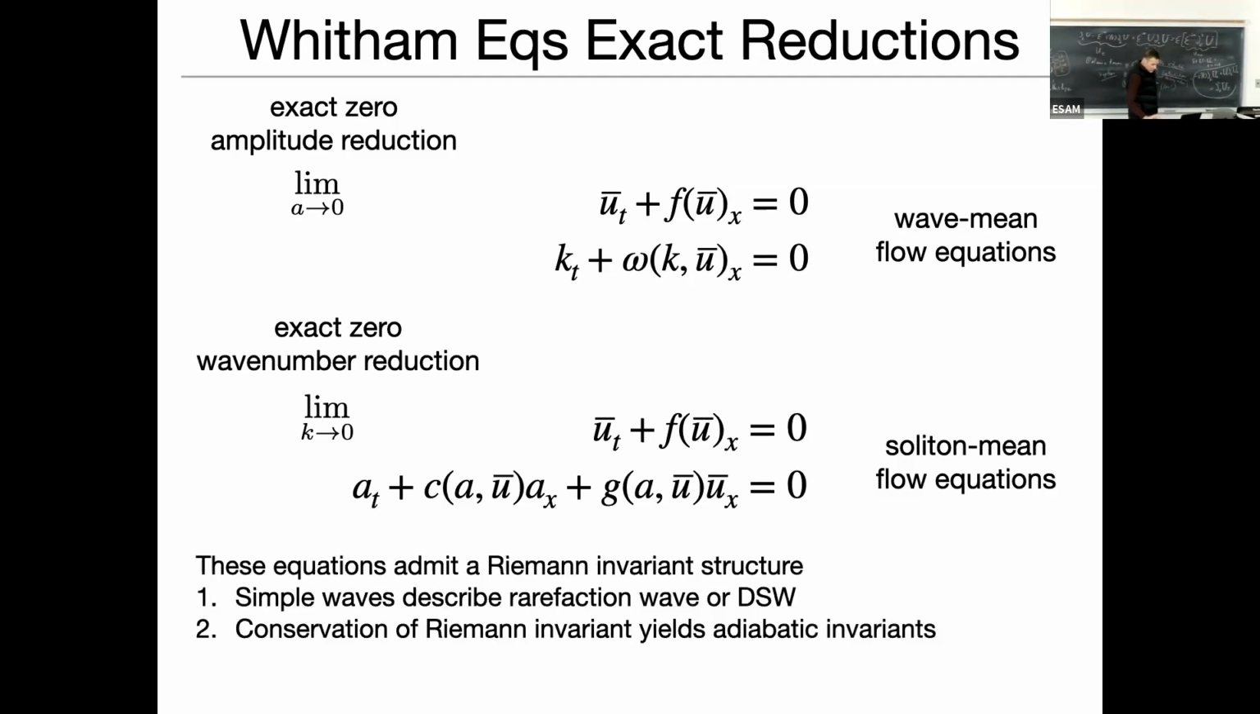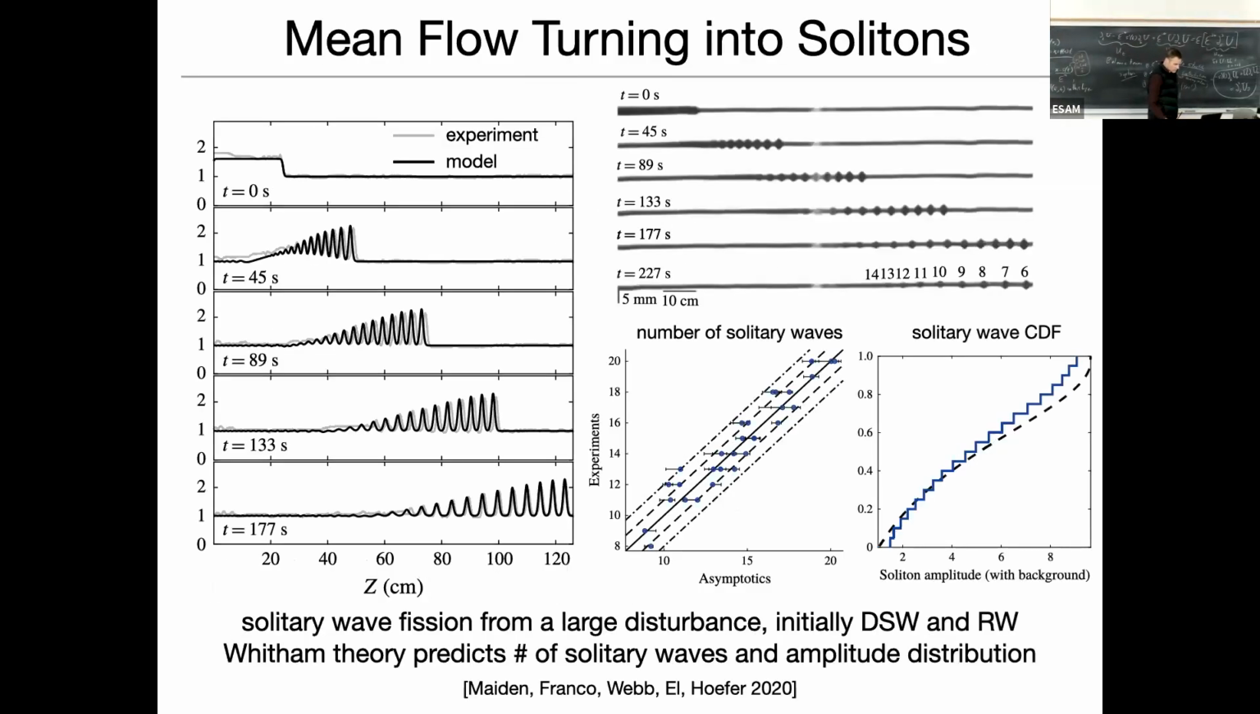And just like before, these admit a Riemann invariant structure, which you can use to your advantage. There's certain invariants that you can use. And so let me show you one example here. So this is an experiment in our lab where we create a broad disturbance. So rather than just create a bigger pipe and maintain it indefinitely, we brought it back down. So we're making a box. Okay? We made a box. And we let the box evolve. And what you see is it fission into a bunch of solitary waves. In this case, 14. Okay, that's the same as here.